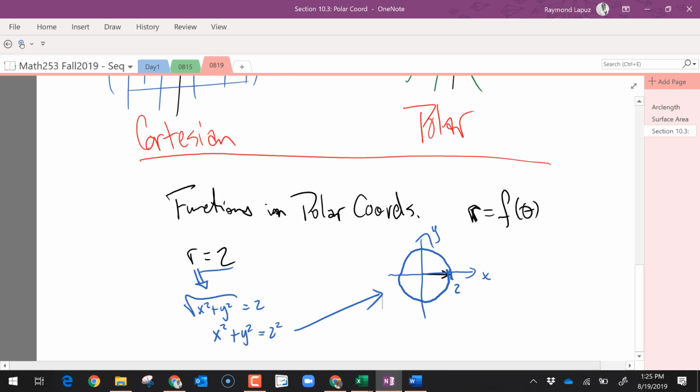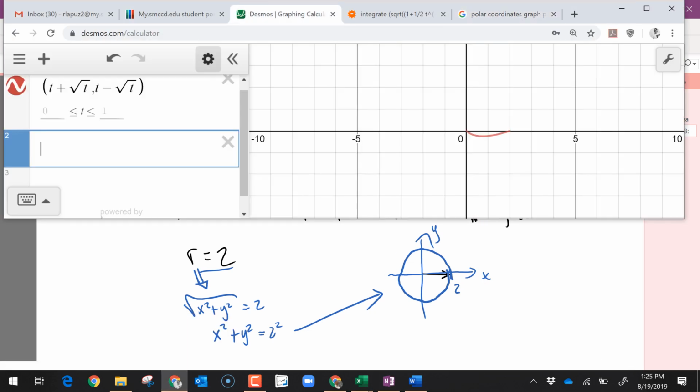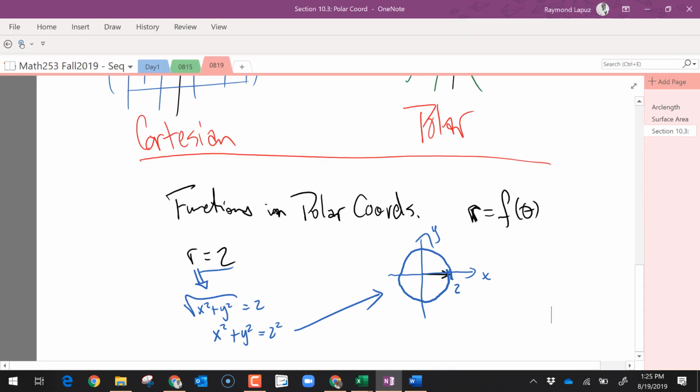So in Desmos, like Matthew was saying, there you go. r is equal to 2. Pretty straightforward. Okay, so let's do more graphs.